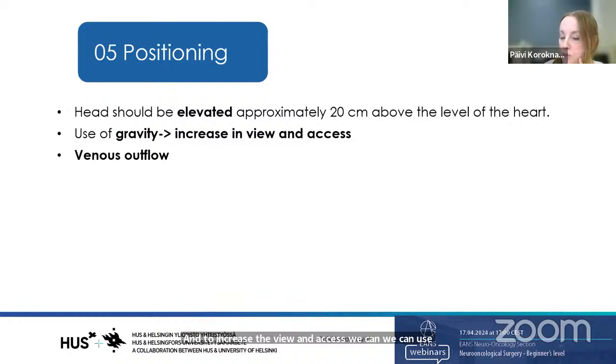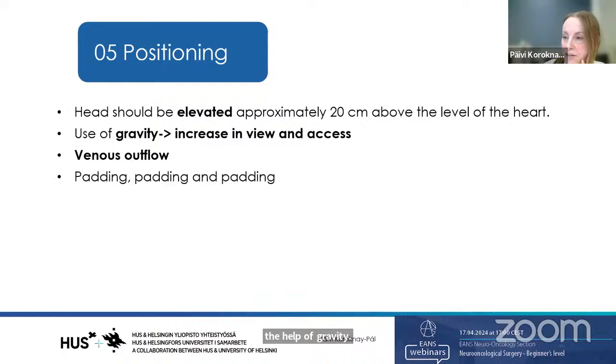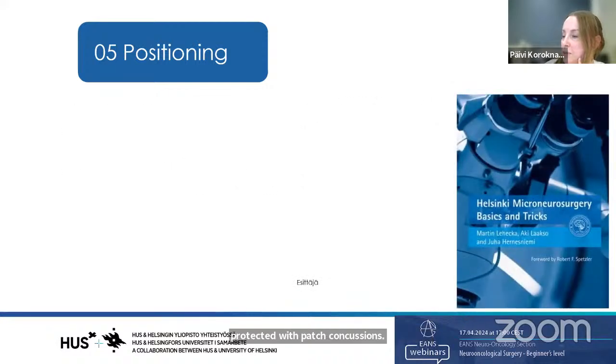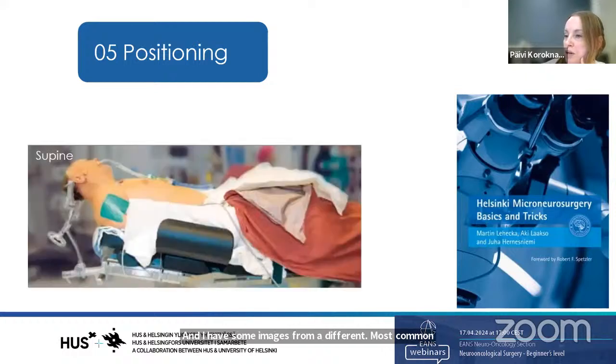Venous outflow should not be compromised by heavy tilting of the head, and padding is important. The pressure areas should be protected with patches and cushions. And I have some images from different most common positions. These are from the Helsinki Microneurosurgery book, a bit old book, but anyway, supine position. This is maybe the most common one.